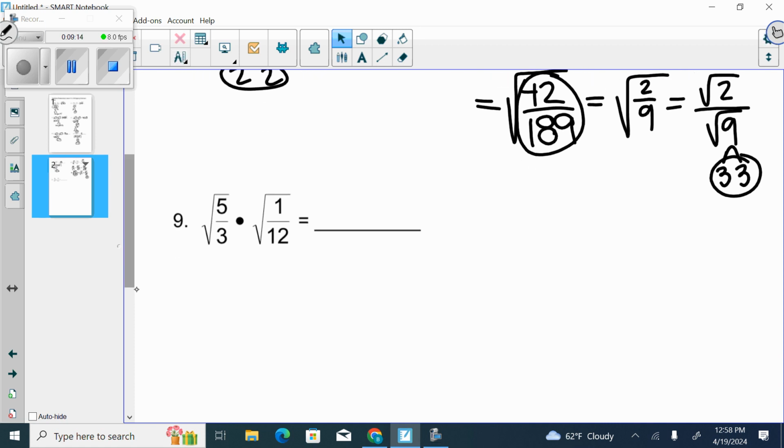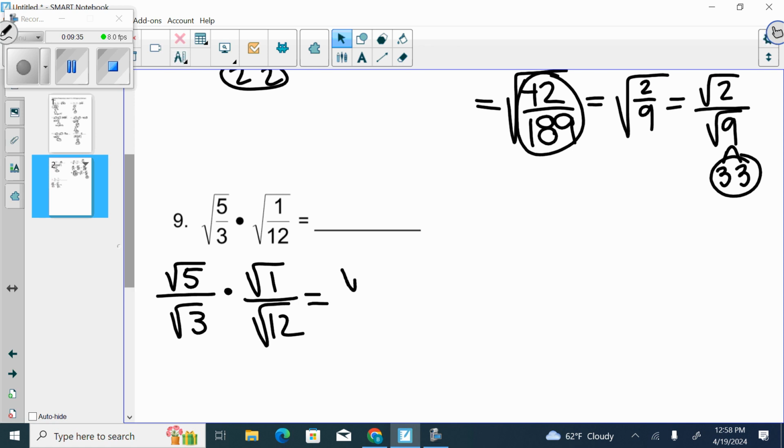Okay, so just like before, I'm going to split it up as 2 separate radicals. And then we're going to multiply the numerators, and we're going to multiply denominators. So in the numerator, I got 5 times 1, which would be square root of 5. Good. So I got square root of 5 up here. And then square root of 36.